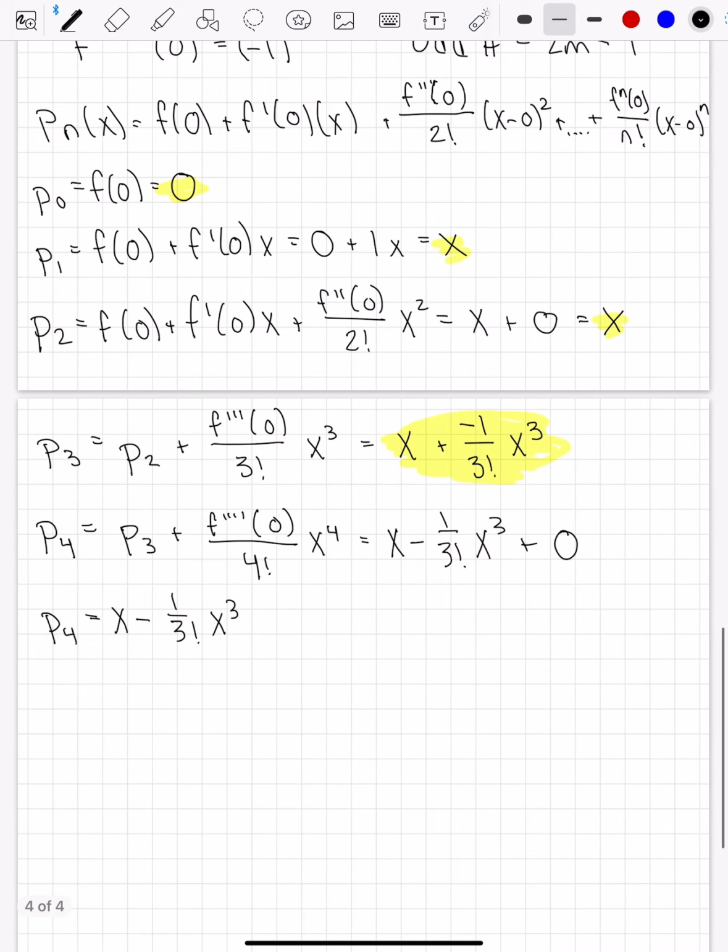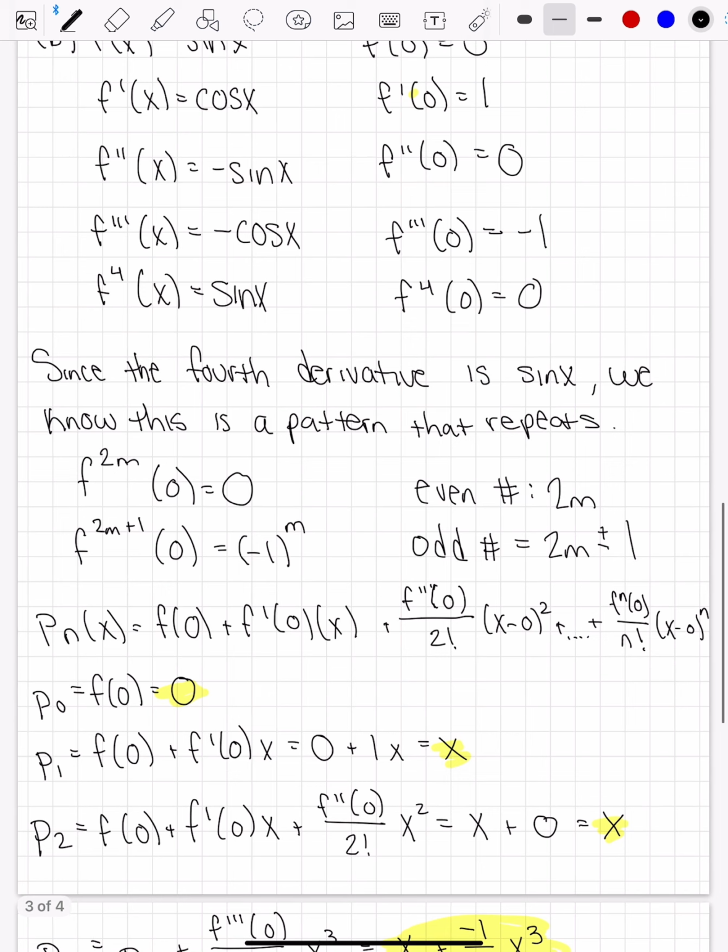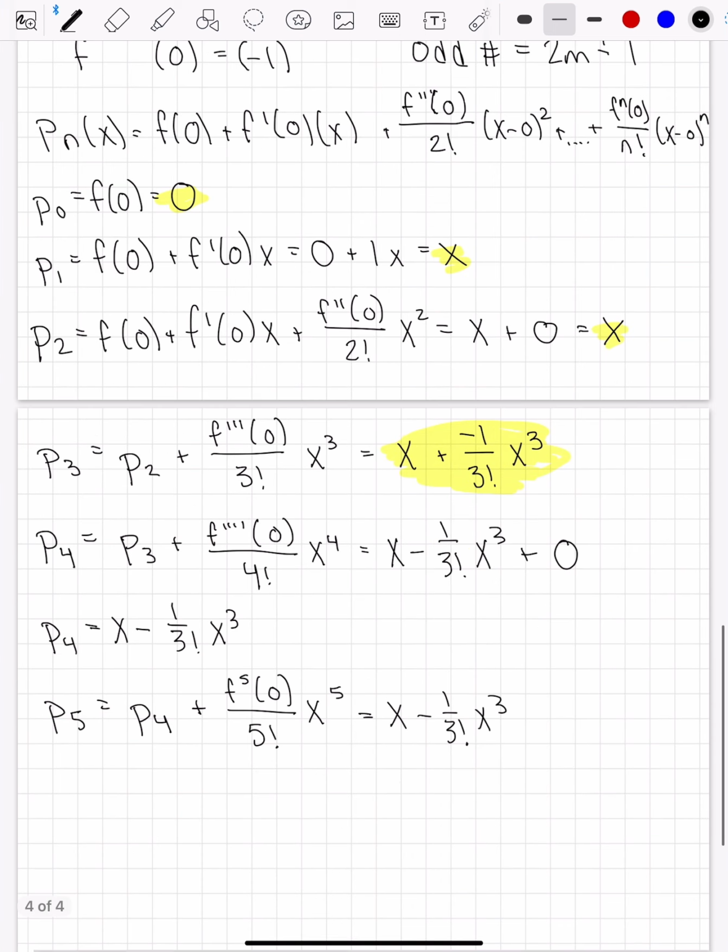So I'm going to actually do P5 to see what happens. P5 I know is P4, and then I need to add on the 5th term, so the n equals 5 term, the fifth derivative at 0 times x to the fifth. So that becomes x minus 1 over 3 factorial x cubed, and then the fifth derivative would just be cosine, so that would give us a positive 1.